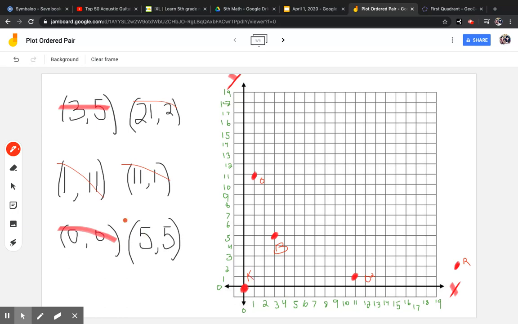And last but not least, 5, 5. Now these ones are kind of easy because they match. They should be perfectly squared with both axes. So 5 to the side and 5 up. And that's my point E. So now I spelled out my whole name. And there you go.